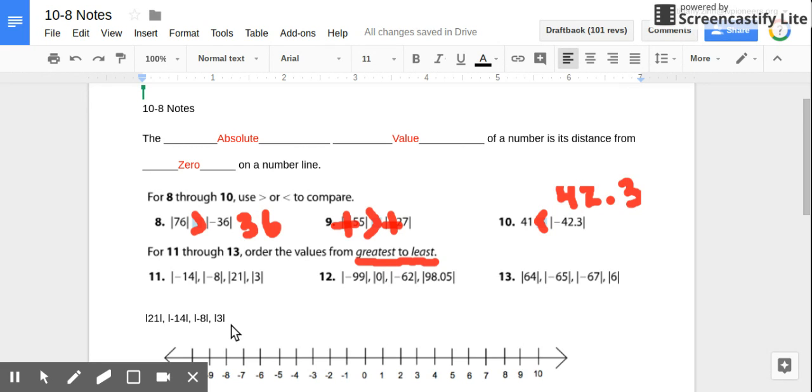Remember, absolute value is a number's distance from 0 on a number line, and distance is always positive, which is why absolute value is always positive.